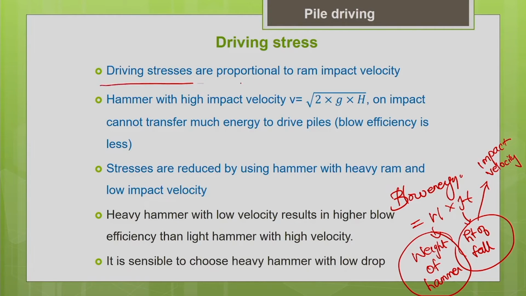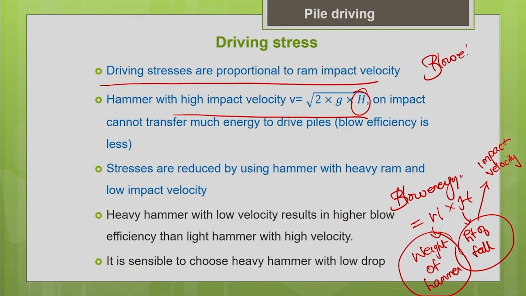The driving stresses are proportional to the ram impact velocity, and your impact velocity depends upon your height of fall, V equal to root of 2gh, where H is your height of fall. Studies have found that blow efficiency, which we have already discussed, is nothing but the ratio of transmitted energy to input energy. This will be high if the height of fall is less. So, the blow efficiency is going to be maximum when the height of fall is less.